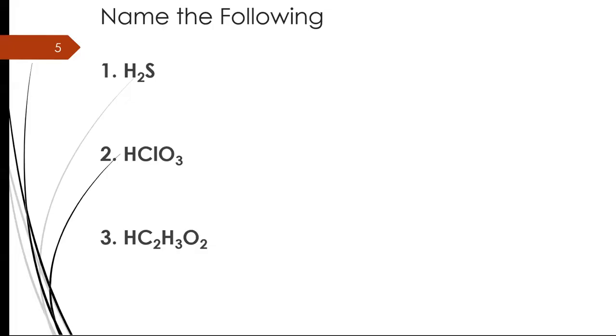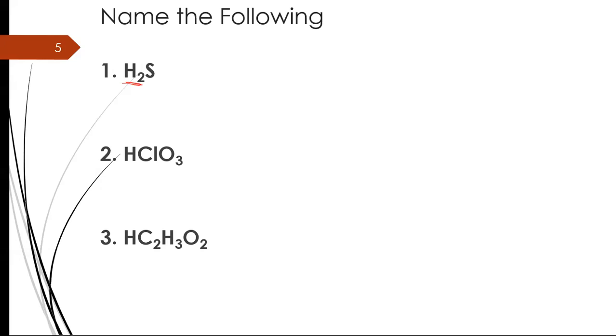Now, when you start to see hydrogen mixed in with your nonmetals, then it can get a little bit more complicated. And for this, we need to be looking at whether or not we have an acid. Now, acids are fairly easy to identify in that we're looking for a hydrogen that starts this off. And that's how we're going to identify our acids for now.